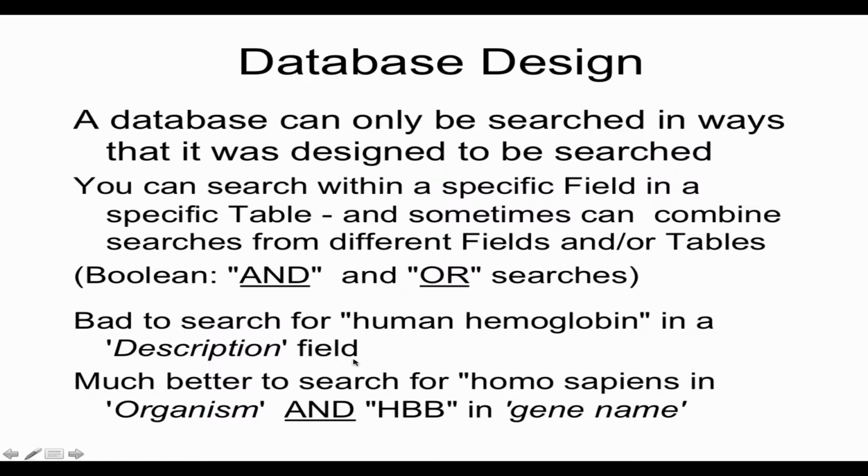Just in general, you want to search the most specific place possible. So if you're looking for human sequences, it'd be much better to search for Homo sapiens in the organism field rather than in the general description field for human, because you never know what might come up. You might get human immunodeficiency virus, which is a valid search result, but it's not really a human sequence.